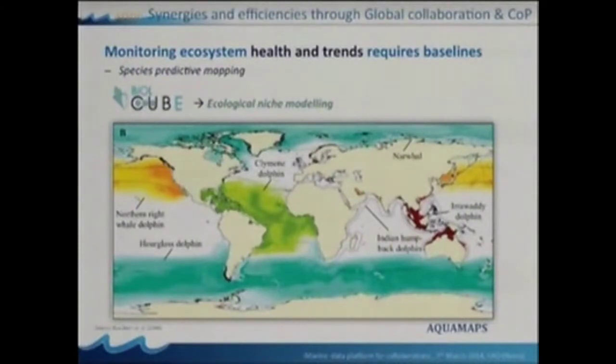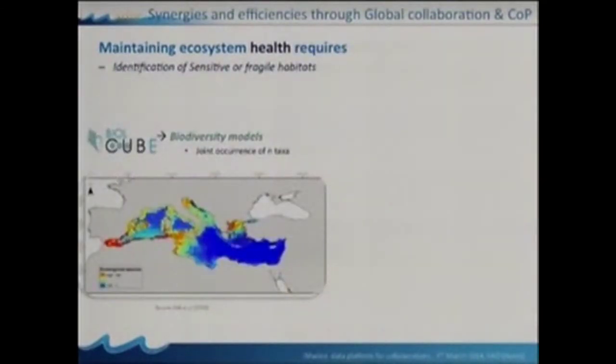And again, yes, we need species predictive modeling to monitoring the ecosystem health and trends. The Aquamaps capacity is part of the infrastructure, and we'll get a testimony from Nicolas Bailly later on. To maintain ecosystem health, you require the identification of sensitive or fragile habitats, and the same actors have developed biodiversity models where you can jointly assess the occurrence of a set of taxa.